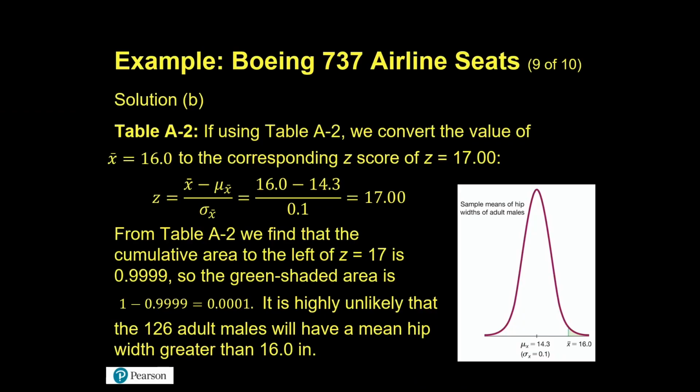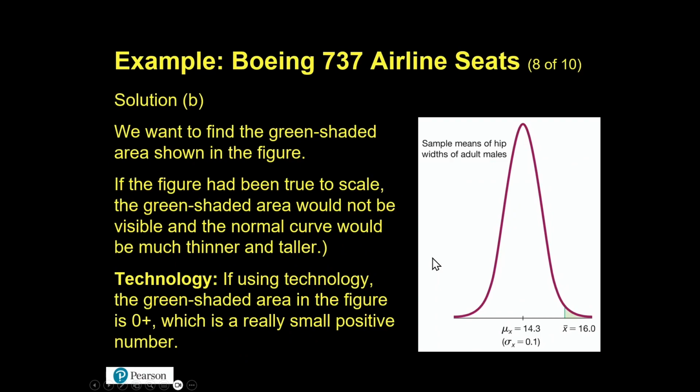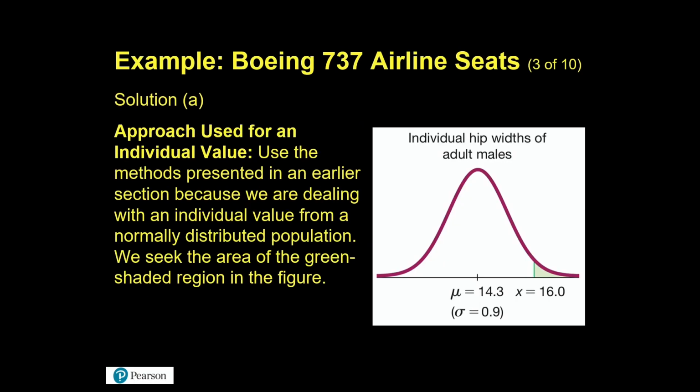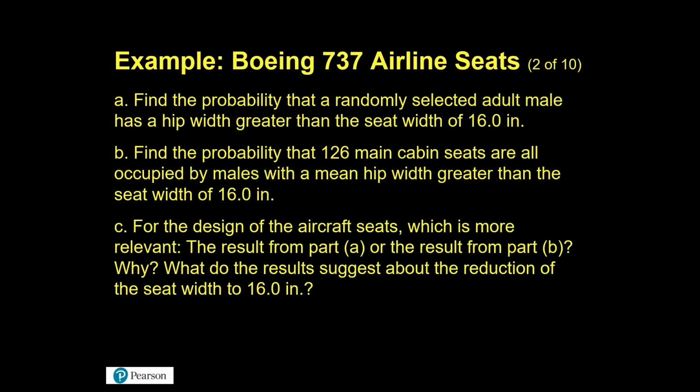Okay, and then if we go back to the slides to part C, they have some interesting things to say about it in our book. In part C, for the design of aircraft seats, which is more relevant? The result from part A or the result from part B? And then they ask why. What do the results suggest about the reduction of the seat width to 16.0 inches?